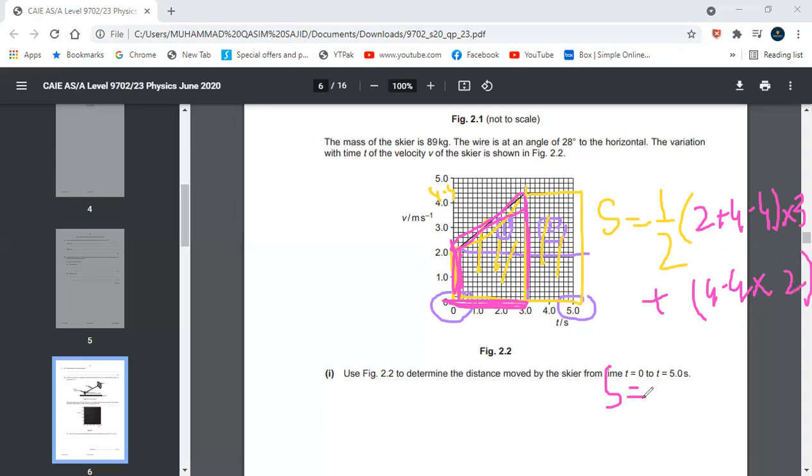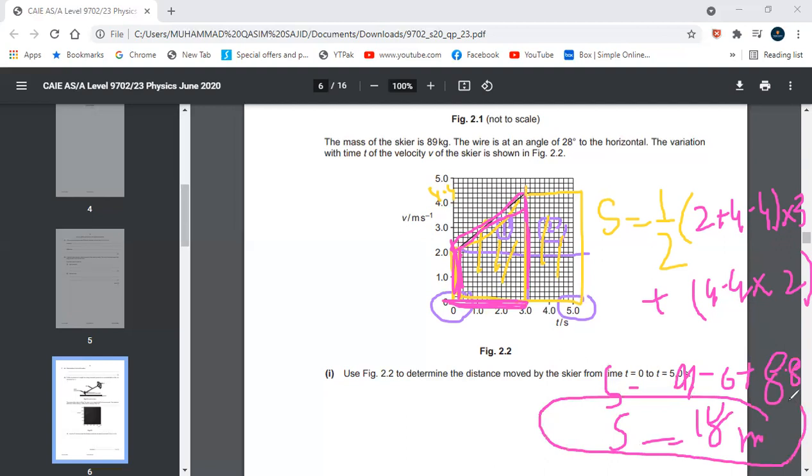This value is 2 multiplied by 2 plus 4.4, equals 6.4, multiplied by 3, that is 19.2, divided by 2, that equals 9.6, plus this 4.4 multiplied by 2, equals 8.8. Why are you taking so much time? The total distance equals 18 meters. What is the difficulty in this question? It is so simple. Okay, is this clear? I am going to erase it.